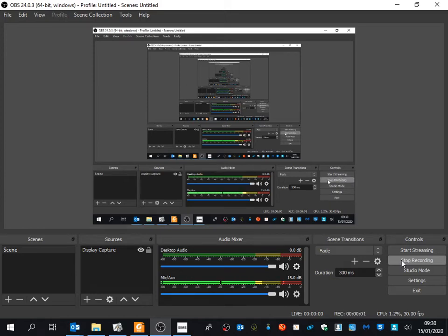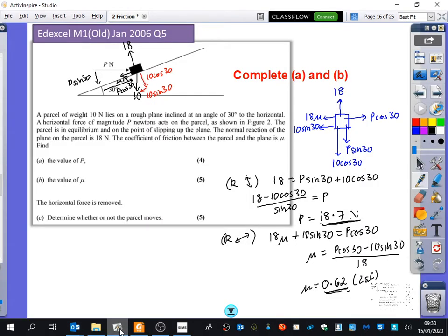So this kind of question that we've just done part A and part B, but I want to talk about part C, which talks about whether or not the parcel will move. They love these kind of questions where they then say, determine whether the box will move. And there's a particular way that we should set these kind of questions out, which is why I wanted to make a big deal of this bit.